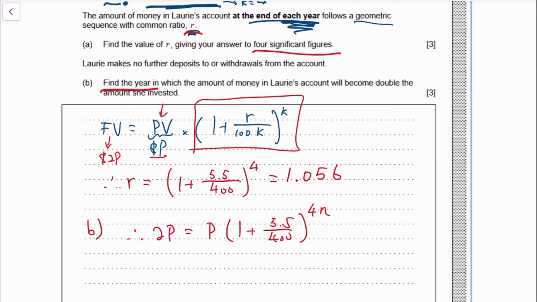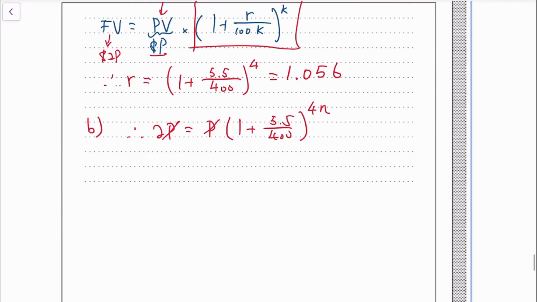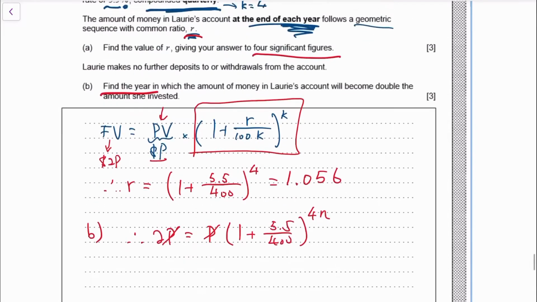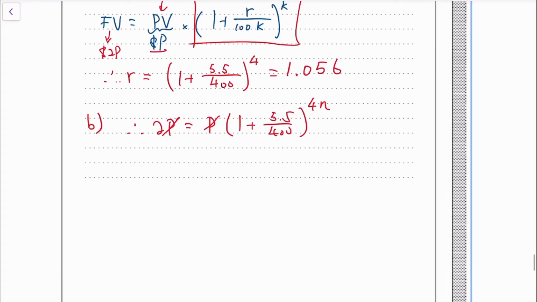So you may say, wait, there's two unknowns. How do I do that? Well, there's not two unknowns because P just cancels out from the beginning. You can divide both sides by P. Then, since this is a calculator paper, you can really just do n solve on this to find n. Right? That's the point of doing calculator paper.